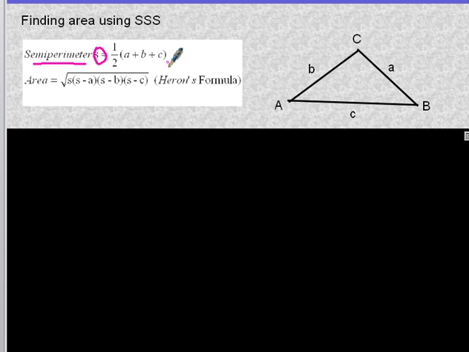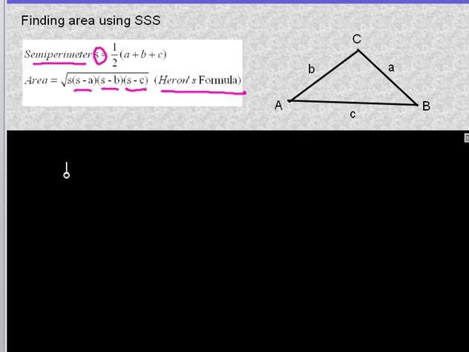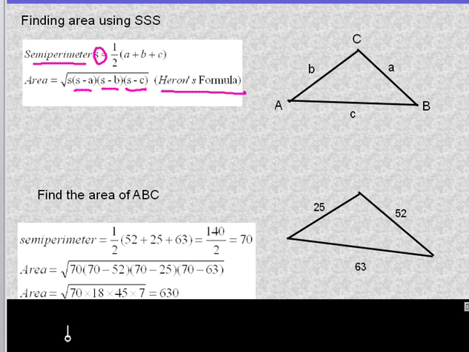So in this case, with the triangle and the sides ABC, it's going to be 1/2 A plus B plus C. So there's a formula developed using the semi-perimeter that will give you the area of the triangle. And here it is. It's the square root of the semi-perimeter times the semi-perimeter minus the length of A times the semi-perimeter minus the length of B times the semi-perimeter minus the length of C. So there's a lot of multiplication going on, but it's a pretty straightforward formula. So let's look at it.